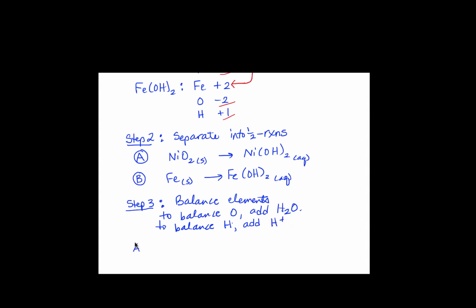All right, so let's look at reaction A. Our nickel oxide is turning into, I'll leave myself some space, nickel hydroxide. So let me count up. I've got 1 nickel, 2 oxygens, 2 oxygens. Now I have 2 hydrogens and no hydrogens. So to balance the hydrogens, I'm going to add 2H+ on the left-hand side.